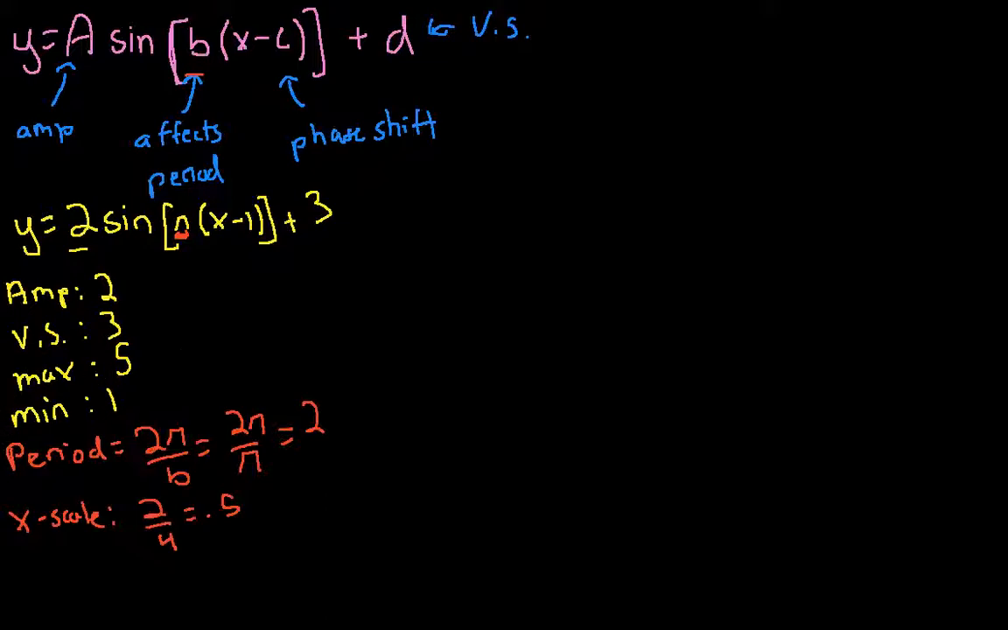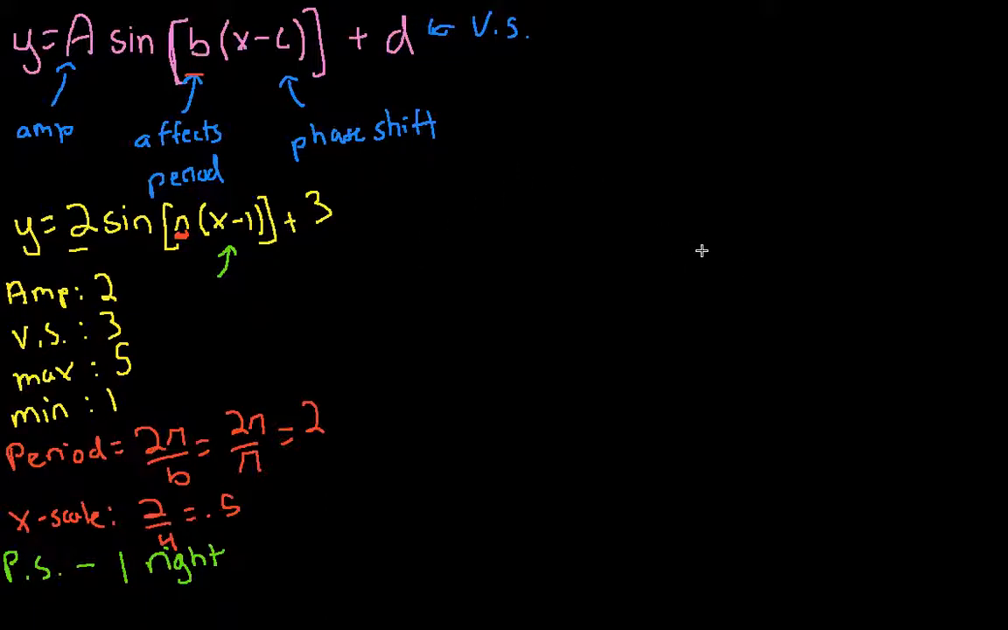Now the phase shift. The phase shift of minus 1 means that you are moving 1 to the right. PS stands for phase shift. If this sign here is negative, you are moving to the right. If this sign is positive, you are moving to the left. And I'll show you what that means in the graph.